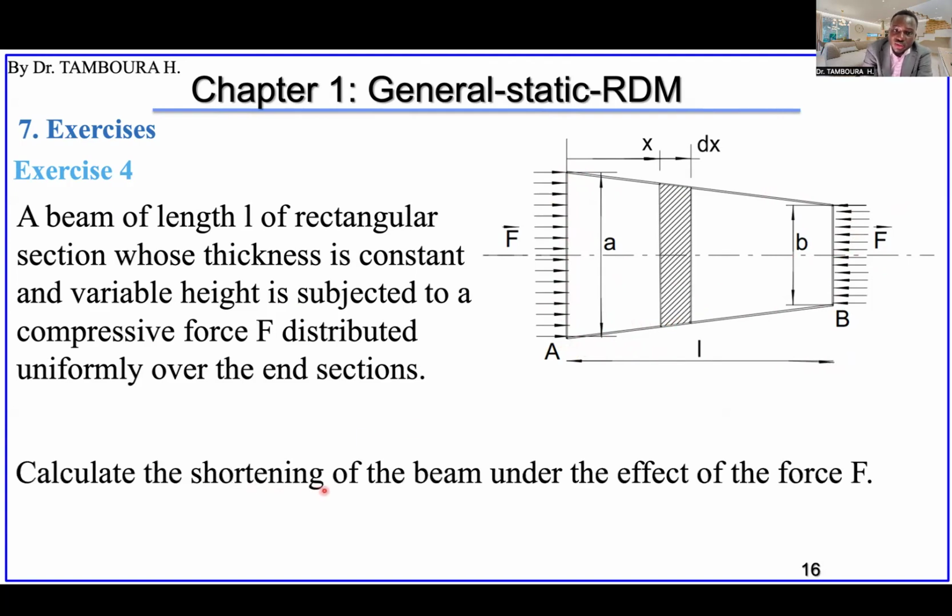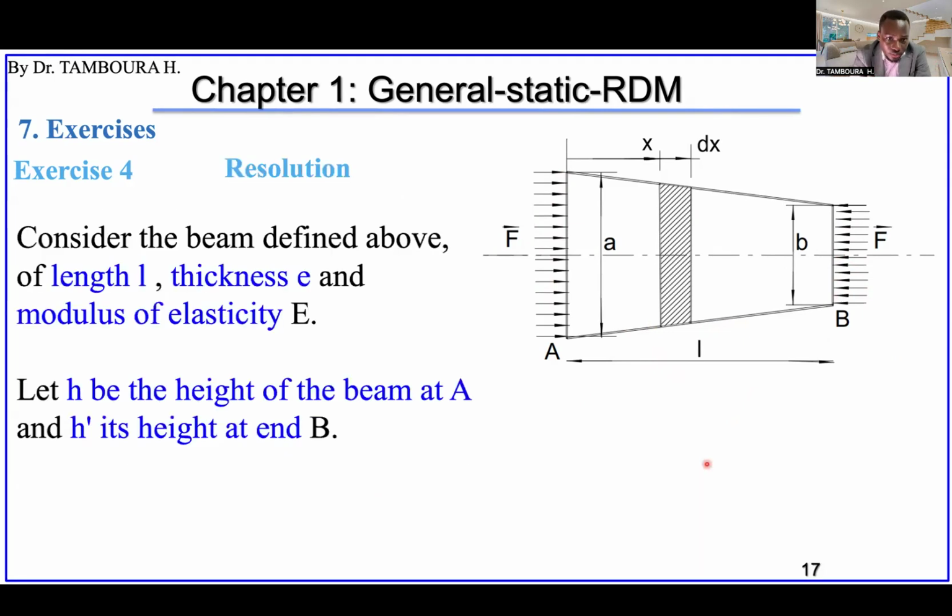So we want to calculate the shortening, how much this beam will become short because it is being compressed from both sides, this side and this side. So the length L will be shorter under this force. How much will it be? We have the length, the thickness e, and the elastic modulus E.